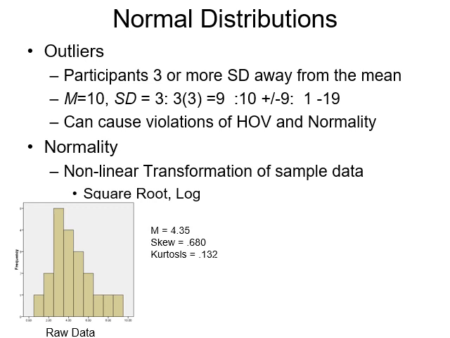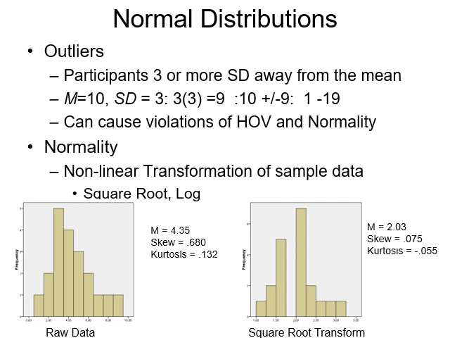So again, I just got the example from up above. So participants, 3 or more, mean of 10, standard deviation of 3. That basically means that anyone from 10 minus 9 to 10 plus 9, so 1 to 19, any score within there is probably not an outlier. But anyone that had a score below 1 or above 19 is an outlier. And again, here's an example of that data at the bottom.